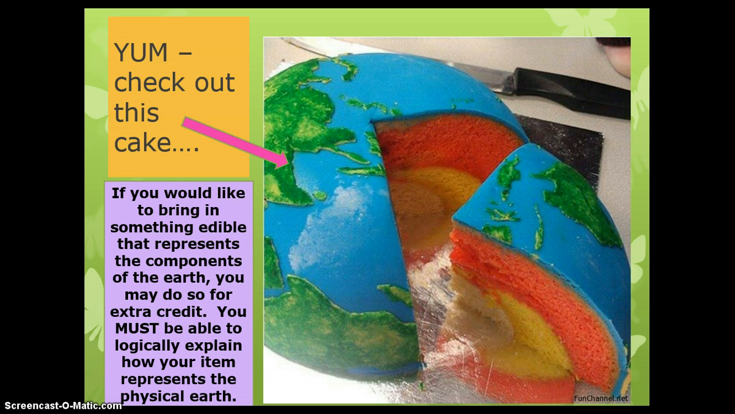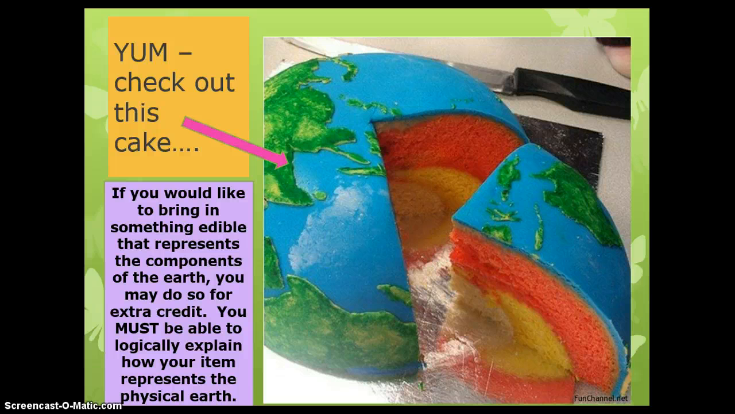Now, I found this interesting picture. I thought it looked super yummy. It is a cake of the world, and it's pretty complicated. I'm not sure that I could go home and bake a cake like this. Now, if you cut it apart, you can see in the picture, which they've done, it looks like they've got three types of cake in there. They've got the white cake at the very center, which would symbolize the core, and maybe that would be the inner core. Then you see the yellow, and that might symbolize the outer core, and then the pink could be the mantle, and the frosting could actually be the crust.